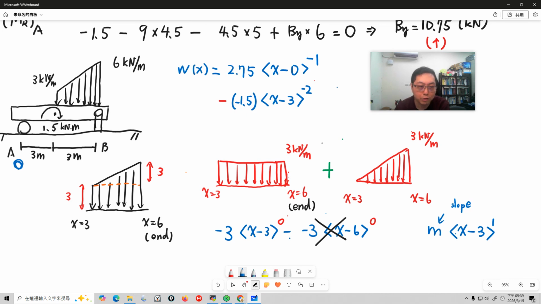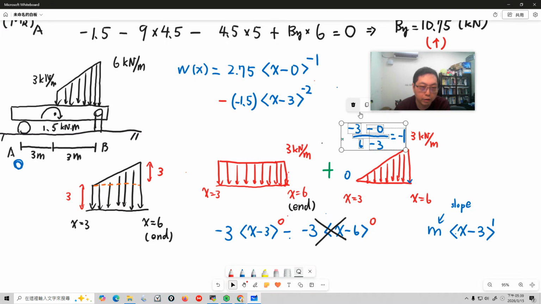Use the definition of slope. It's delta y over delta x. We said the reference point here is 0, so delta y is pointing down. So it's minus 3 minus 0, and the position here is 6 and minus 3. So the slope will become minus 1. Okay, so here the slope will be minus 1.